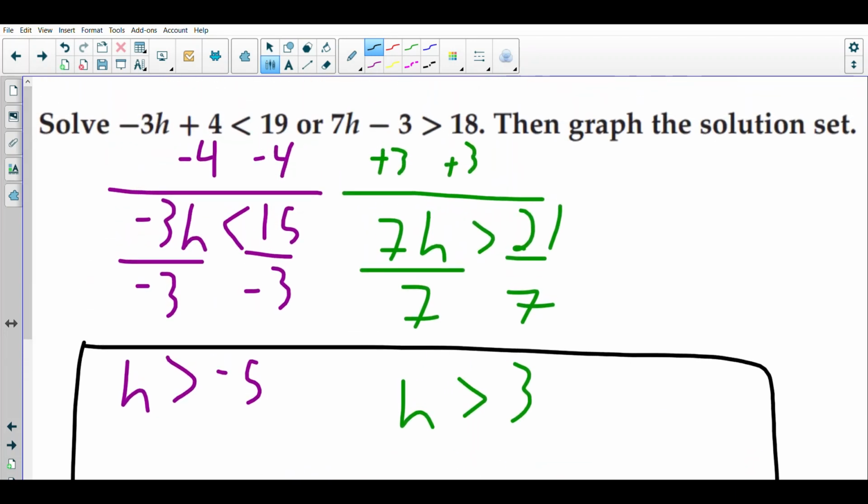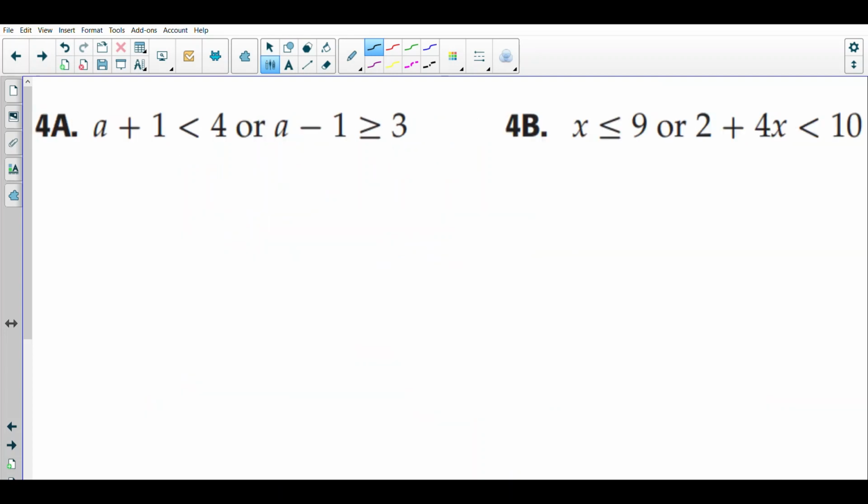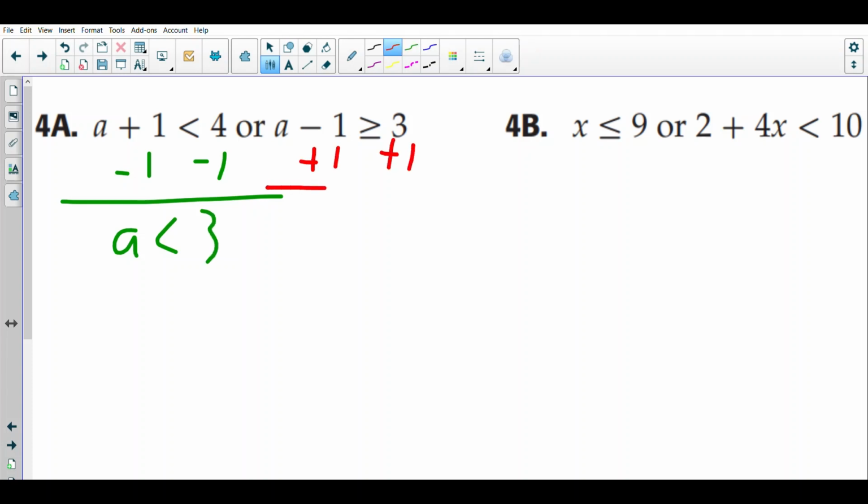Okay, so here we go. a plus 1 is less than 4, or a minus 1 is less than 3. So I'm going to subtract 1 here. So I get a is less than 3. Next one, I'm going to add 1. I'm going to get a is greater than or equal to 4.